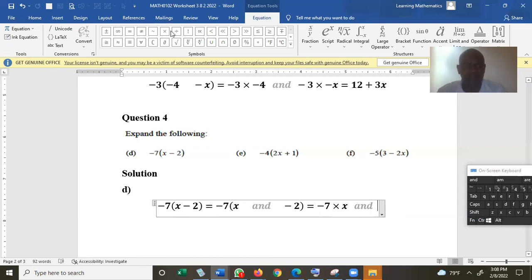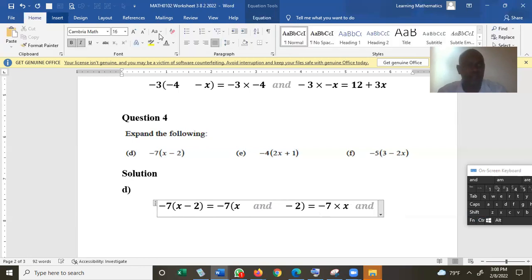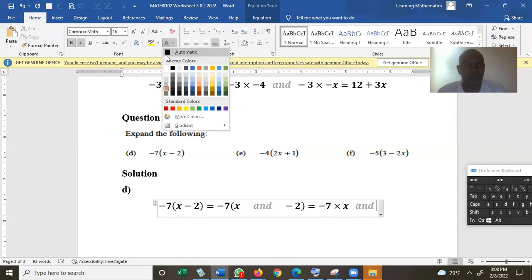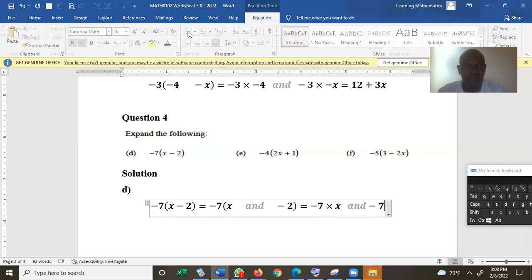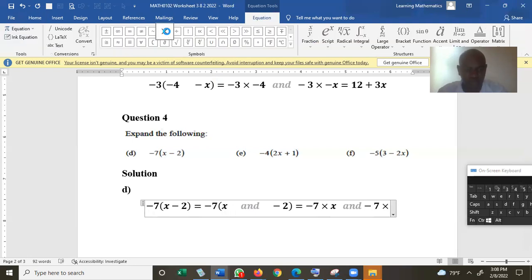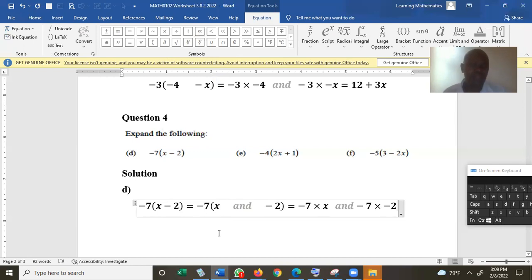A -7 times -2. Okay. So not because we have a negative sign there, just multiply and rush and put -14. Rush and put a negative sign. We have multiplied it, so we cannot subtract, because according to BEDMAS, please take note, you have to multiply before you subtract.